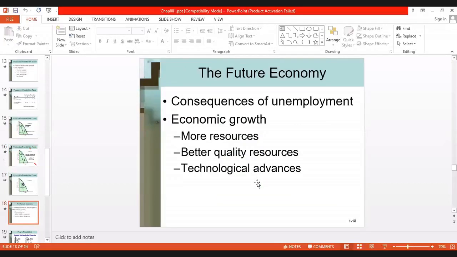Now, the consequence of unemployment. If we don't fully utilize the resources, if there is unemployment, we know what the consequences are. Many crimes in the country happen because of unemployment. Economic growth happens with more resources, better quality of resources, and technological advances. Then the economy can grow.